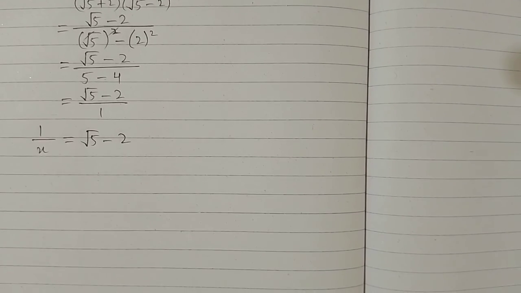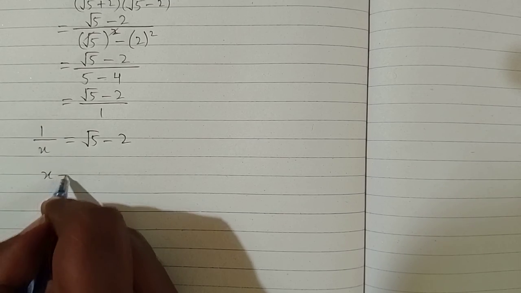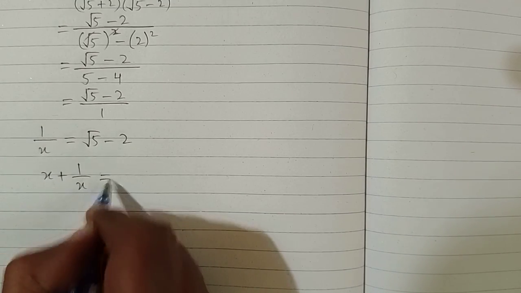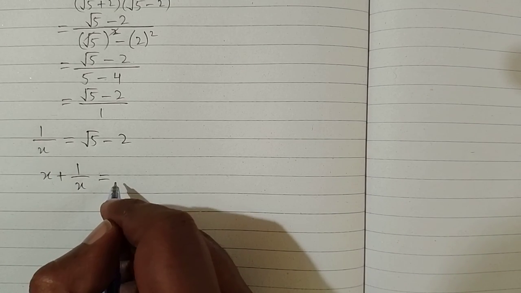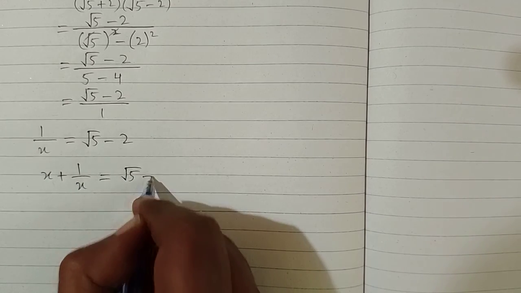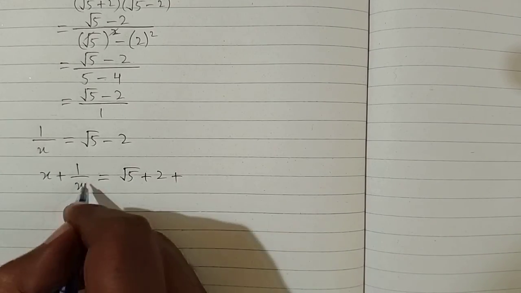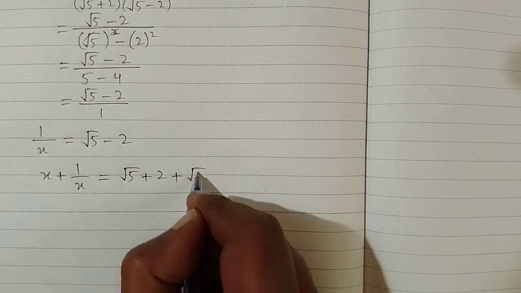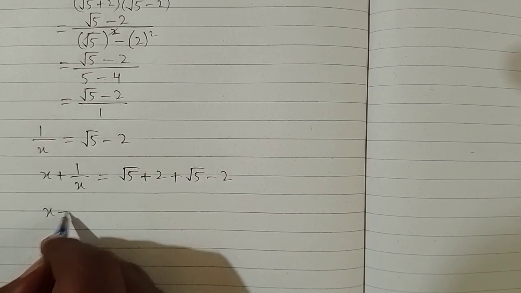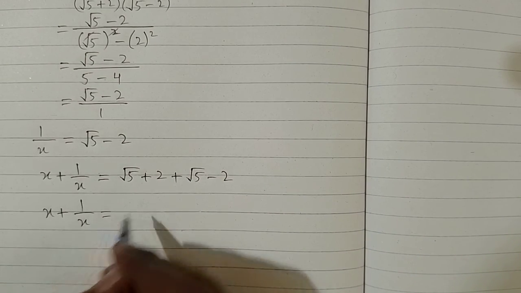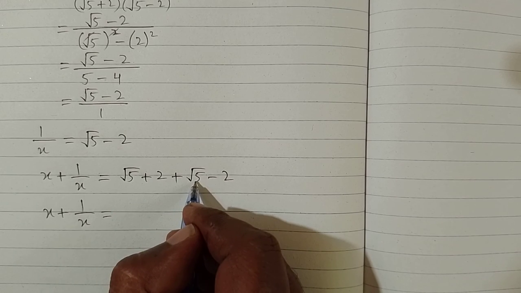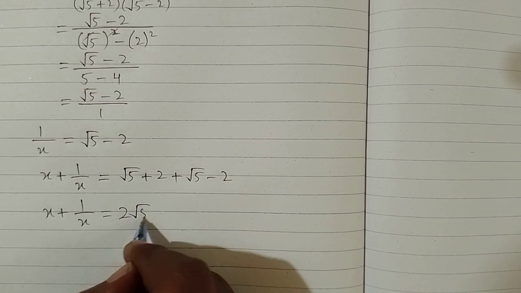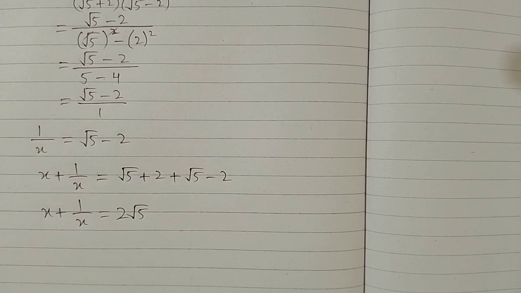Now we find the value of x plus 1 upon x. So the value of x is square root of 5 plus 2, and the value of 1 upon x is square root of 5 minus 2. So x plus 1 upon x equals square root of 5 plus square root of 5 is 2 square root of 5, and 2 minus 2 is 0.